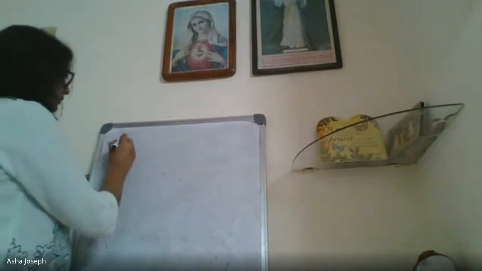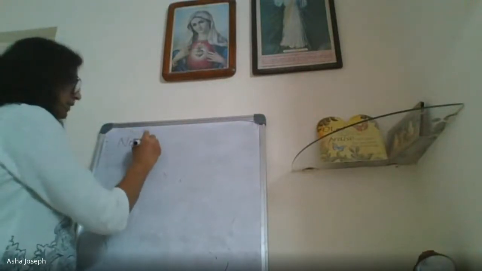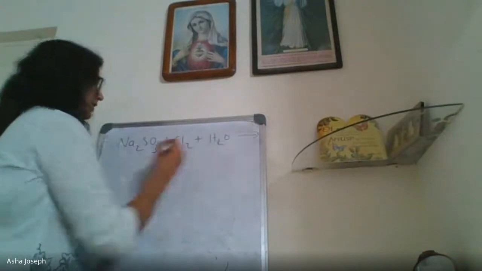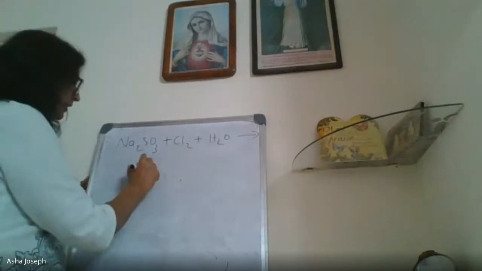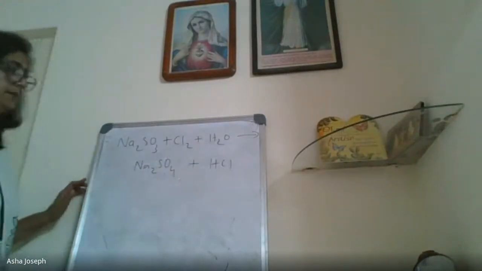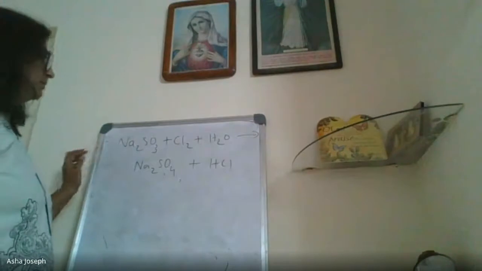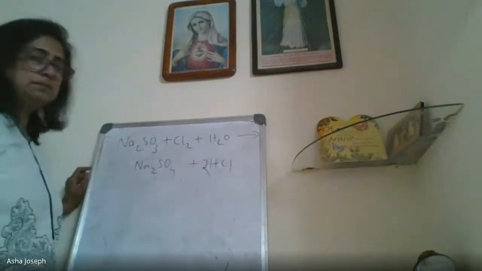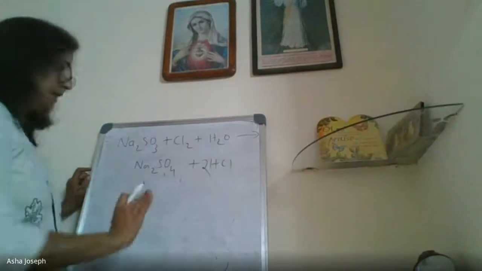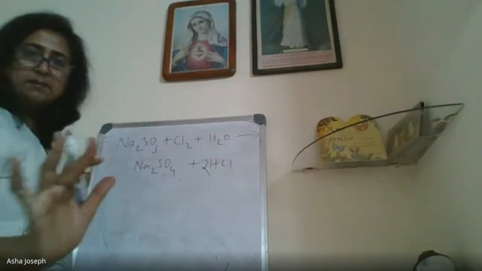Okay. So Na2SO3 plus chlorine plus water. You know the product: Na2SO4 plus HCl. Easy, isn't it? So we have to balance. It is this. Balancing also easy. Now next, all 3 I am writing are similar type.